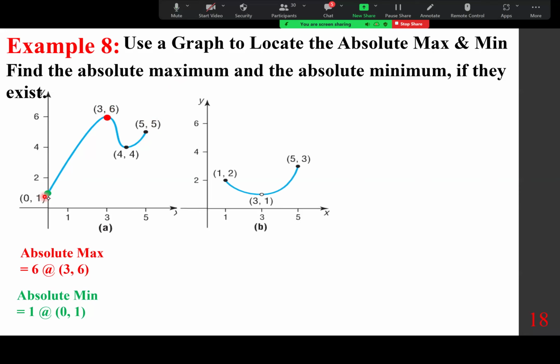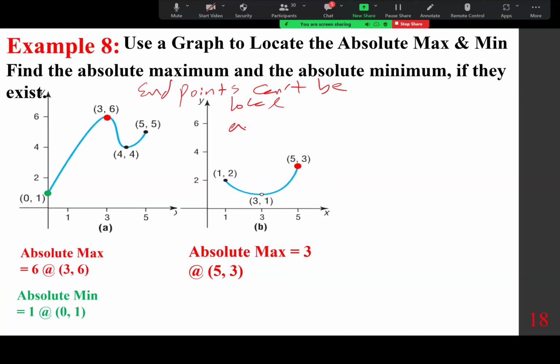Let's look at this one. This end point is an absolute max equals 3 at the pair 5, 3. This is nothing. End points can't be local. Let me just write. So this is nothing, but this is absolute.